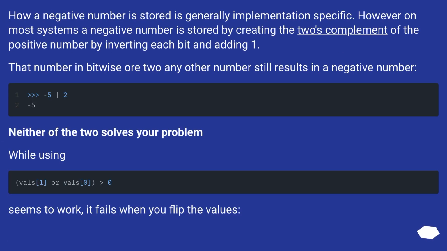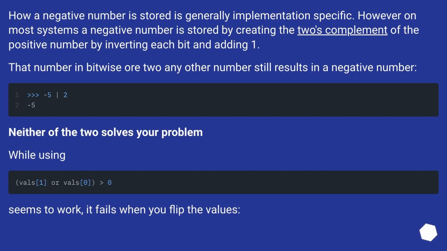How a negative number is stored is generally implementation specific. However, on most systems a negative number is stored by creating the 2's complement of the positive number by inverting each bit and adding 1. That number in a bitwise OR with any other number still results in a negative number. Neither of the two solves your problem.